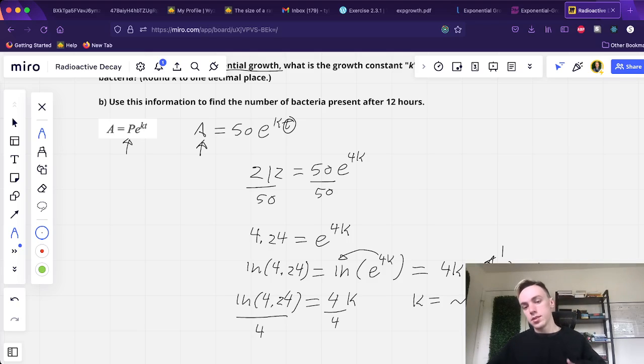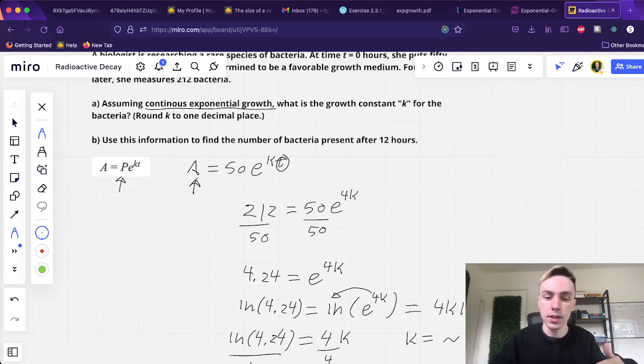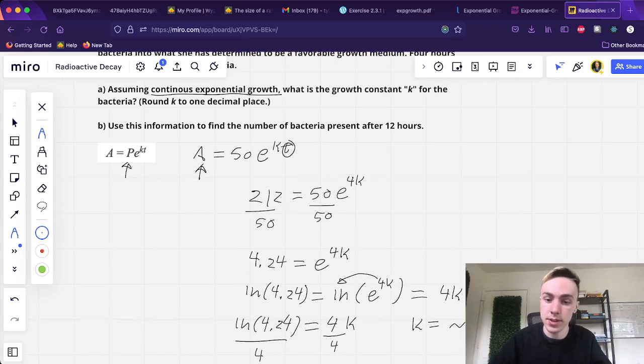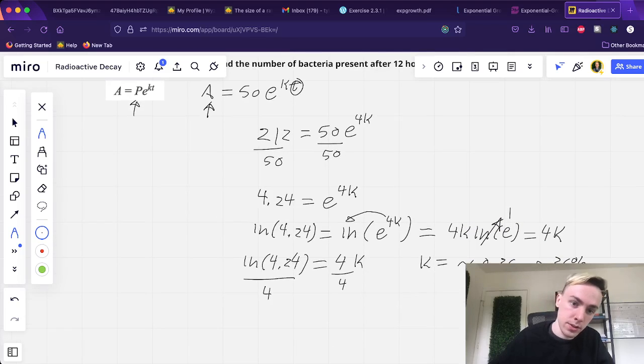So let's interpret this. This k value is the percent, or the growth rate, really. So as a percentage, this would be equivalent to about 36%, which means that per hour, because the time is in hours, the bacteria is growing by about 36%. So that's part A.